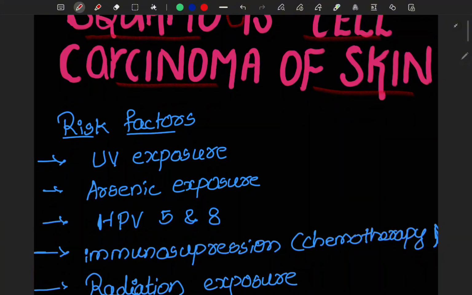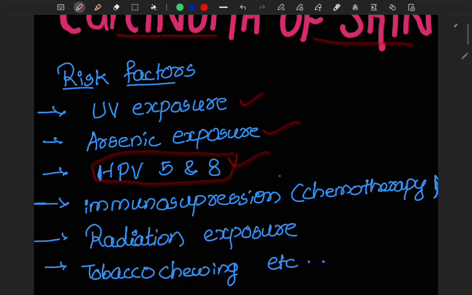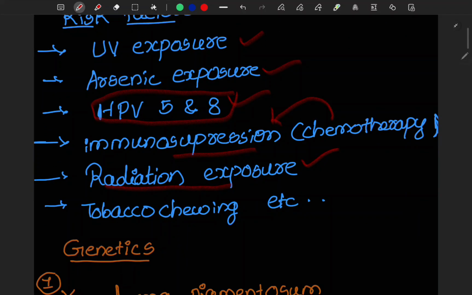Risk factors are exposure to ultraviolet radiation, arsenic exposure, and human papilloma virus strains 5 and 8. This is very important to remember as it could be asked in entrance exams like NEET and INICET. And immunocompromised patients, those patients who have undergone chemotherapy, are more susceptible to getting squamous cell carcinoma. Radiation exposure is also a very important factor, and tobacco chewing also leads to squamous cell carcinoma. These are all risk factors.